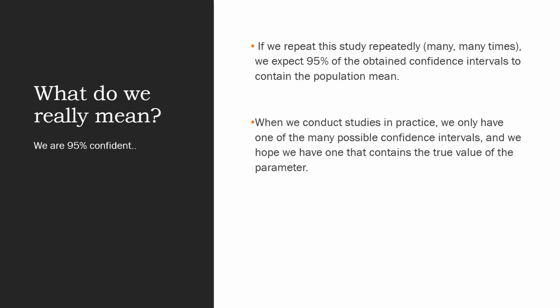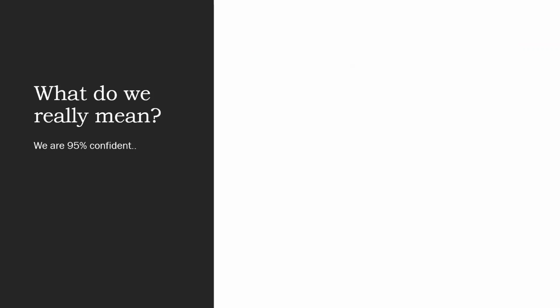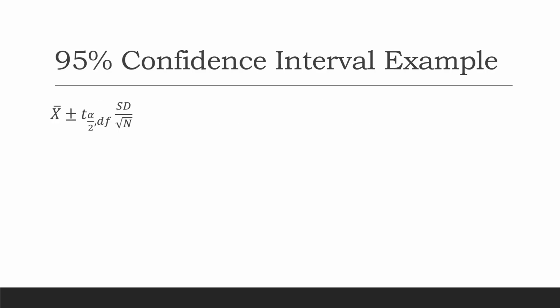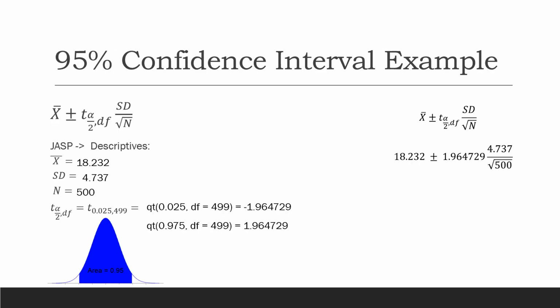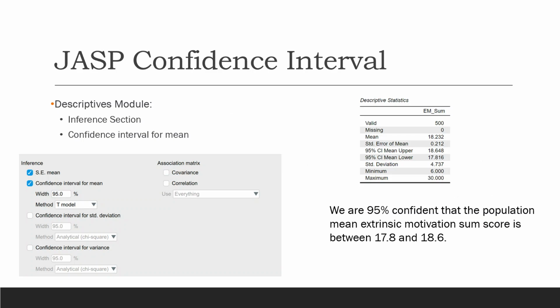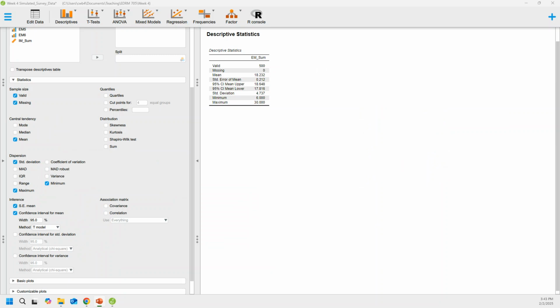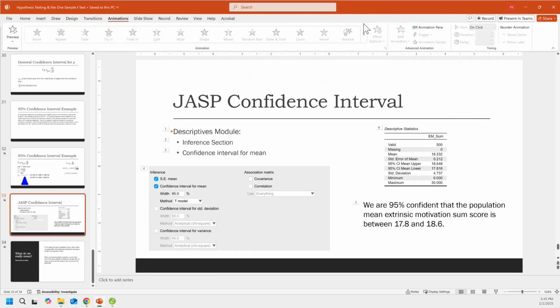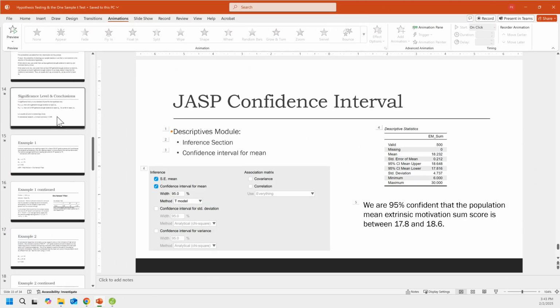All right? Now, what I want you to notice is something interesting. I want to go back to the results here. I'm sorry for scrolling so much. This confidence interval here, right? We are 95% confident that the population mean extrinsic motivation sum score is between 17.8 and 18.6, right? 17.8 and 18.6. I just want to look back and see what our results were whenever we did the hypothesis test. So I'm going to scroll back in our notes.